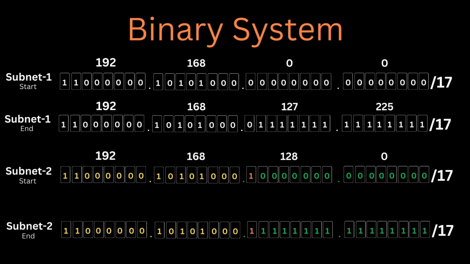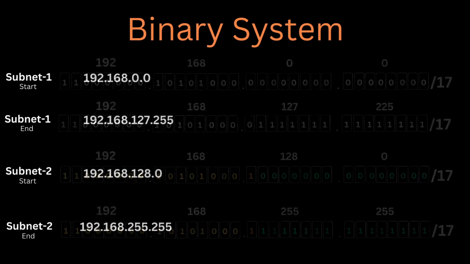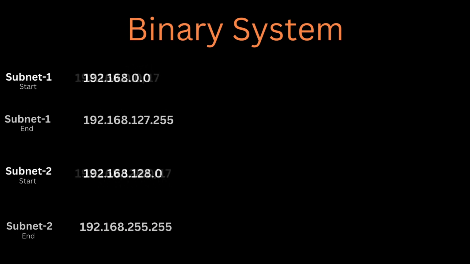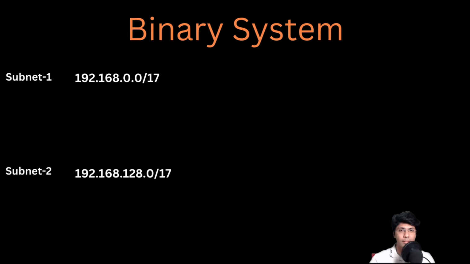And the end of the second subnet has the subnet address bit set to 1 and all host address bits set to 1. This is 192.168.255.255, which is the last IP of subnet 2. So we have the subnet 1 and subnet 2 IP address ranges. Instead of specifying the range, the same can be represented by specifying the subnet mask or CIDR with the IP address.